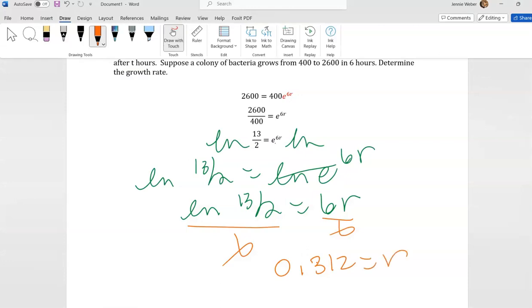0.312 equals R, or 31.2% is my growth rate. It just depends on how they ask it. They'll either say they want a decimal or a percentage. So hopefully this helps you. This is probably one of the most common equations you'll see, so it's a very good one to practice with.